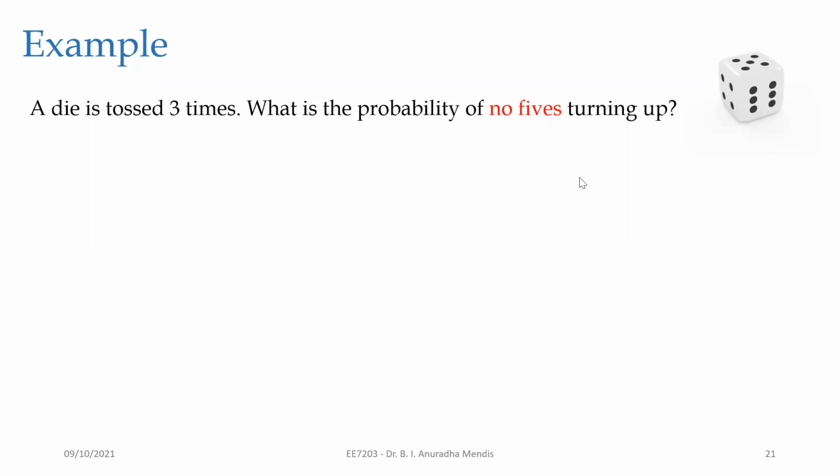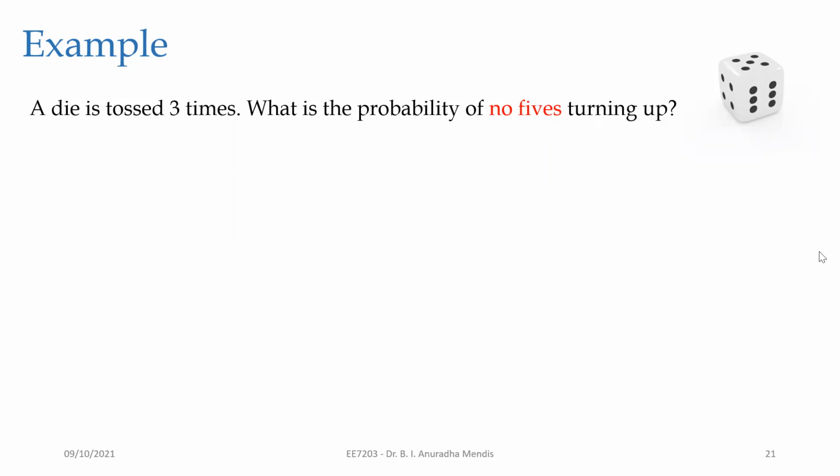Yes. Yeah, you can talk. Sir, we can assume that having a five on the dice is 1/6, and not having five is 5/6. Yeah, that is correct.